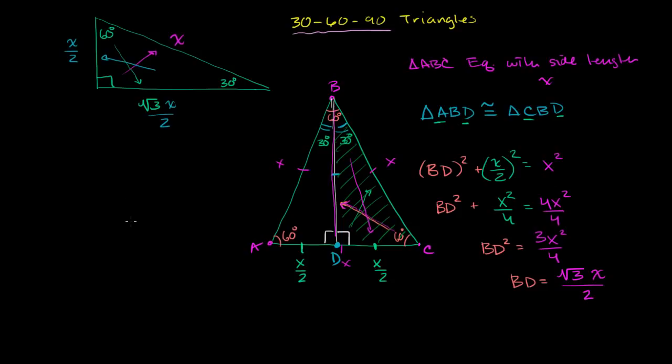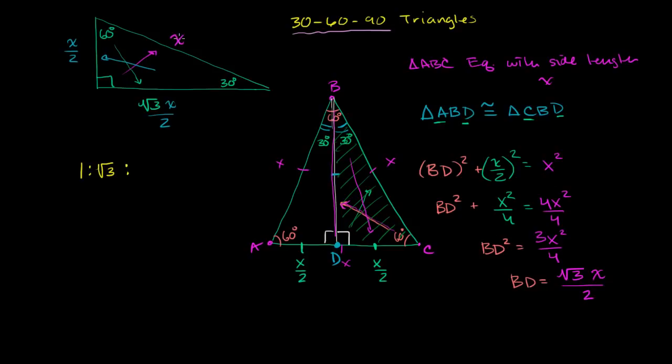Or another way to think about it is, if the shortest side is 1, then the medium side, then the longest side. So if the side opposite the 30-degree side is 1, then the side opposite the 60-degree side is square root of 3 times that. So it's going to be square root of 3. And then the hypotenuse is going to be twice that.